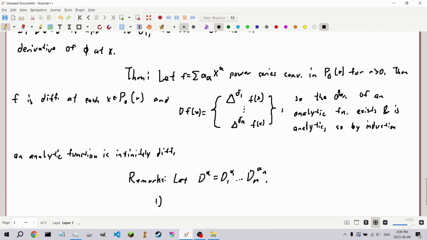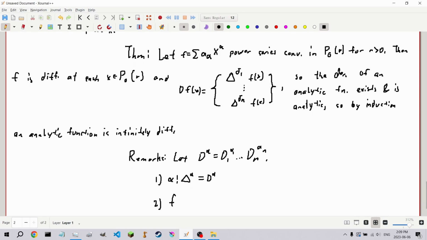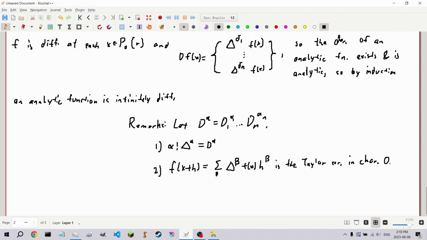Well, first off, alpha factorial of delta to the alpha is just D alpha. Secondly, we have that the expansion of f of x plus h being the sum over our betas of delta to the beta of f of x times h to the beta is just the Taylor series in characteristic 0. And third is that alpha plus beta choose alpha times delta to the alpha plus beta is just delta to the alpha times delta to the beta.